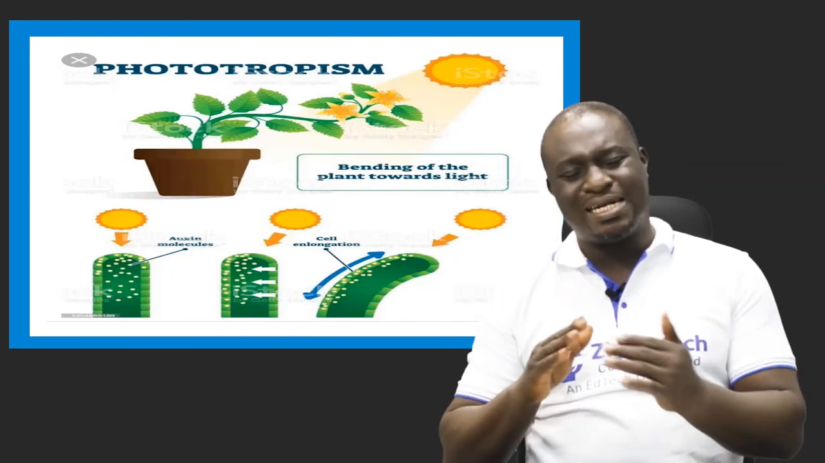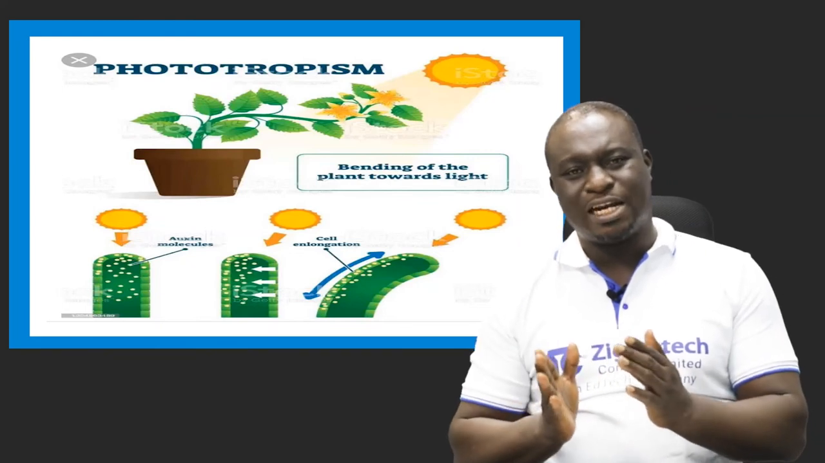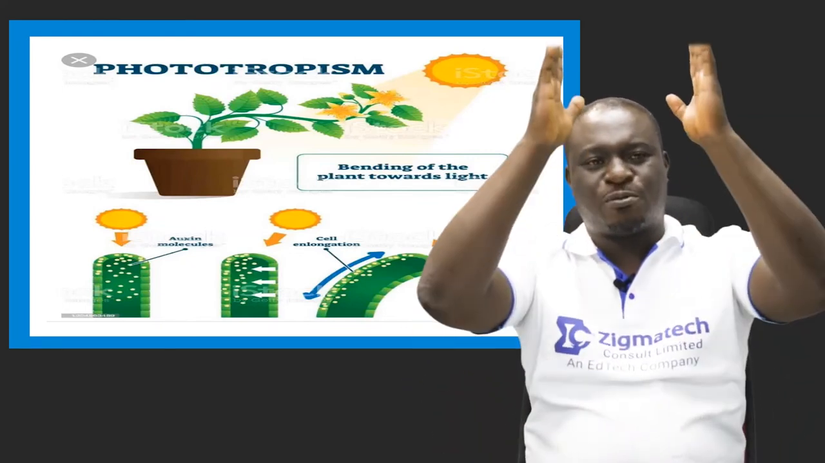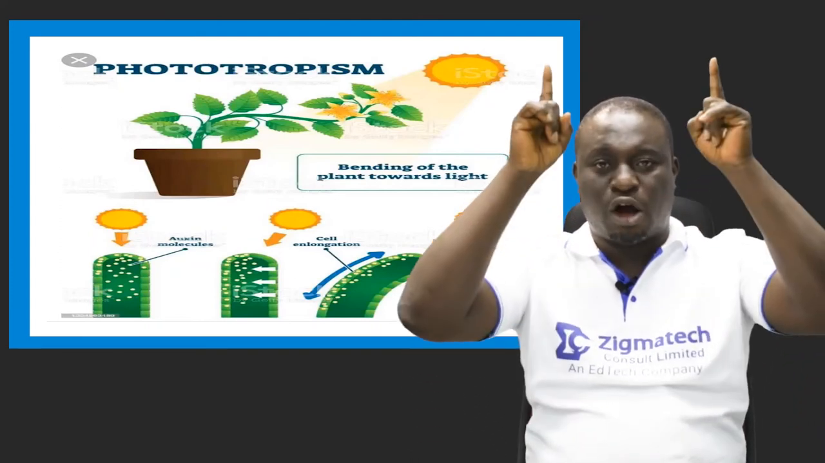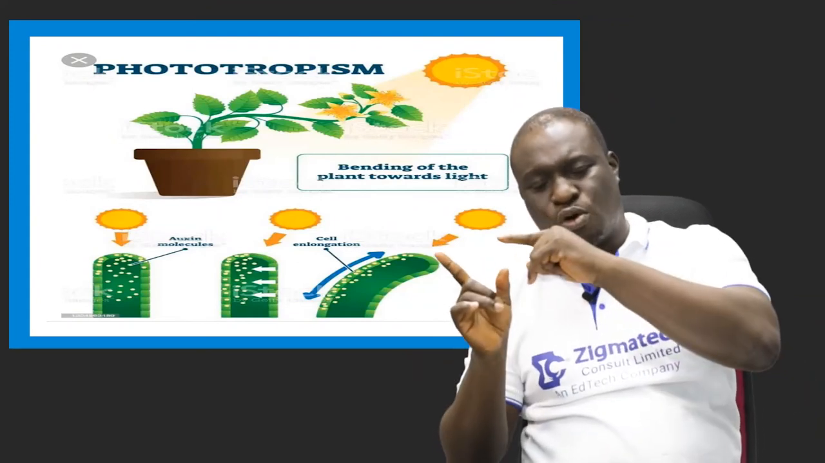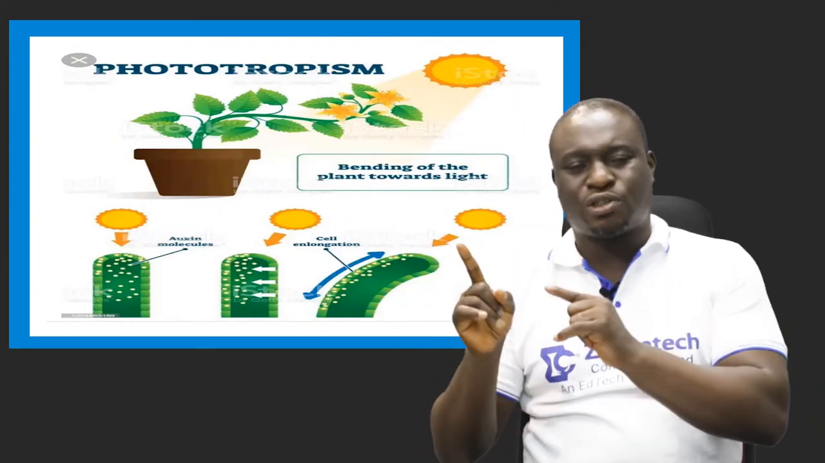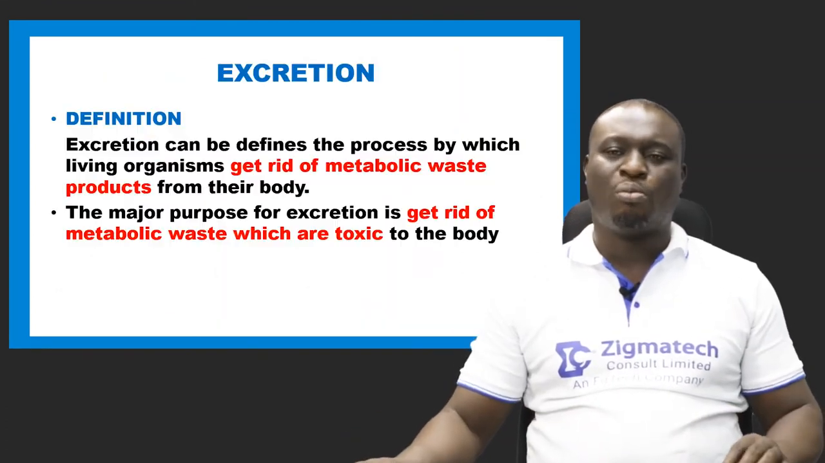Now, that bending of the plant results in growth. If the sun is positioned in front of it or at the top of it, it grows upwards, elongates upwards. If it is at the side, it bends towards it. Those types of responses bring about growth movement.